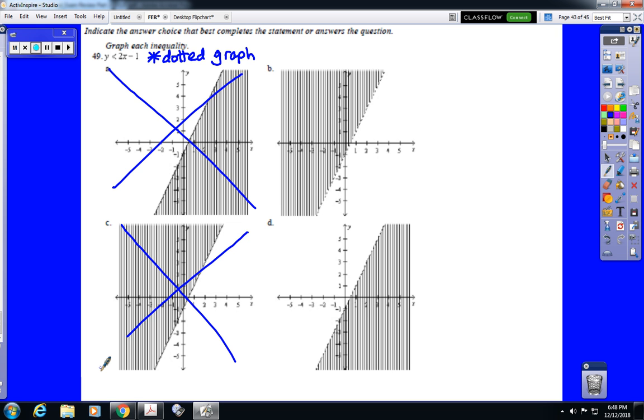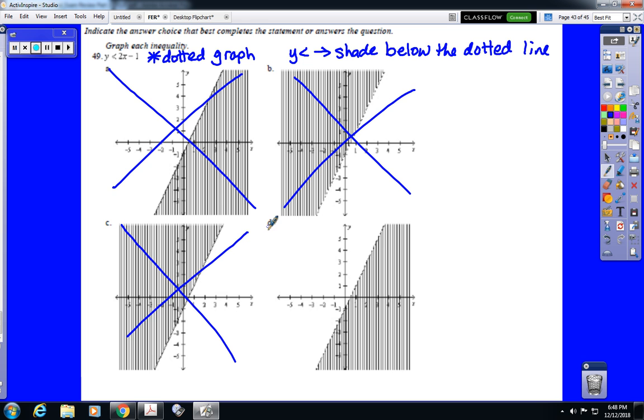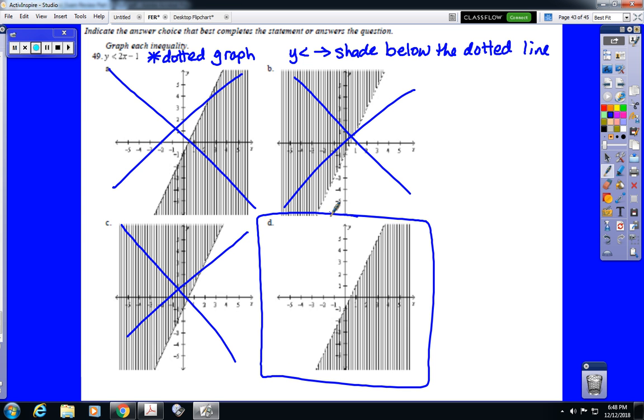The other thing we know is that the symbol y is less than tells us to shade below the dotted line. So if we look at the two remaining options, that one's kind of shading above. So the answer should be D. D is the correct graph of that inequality.